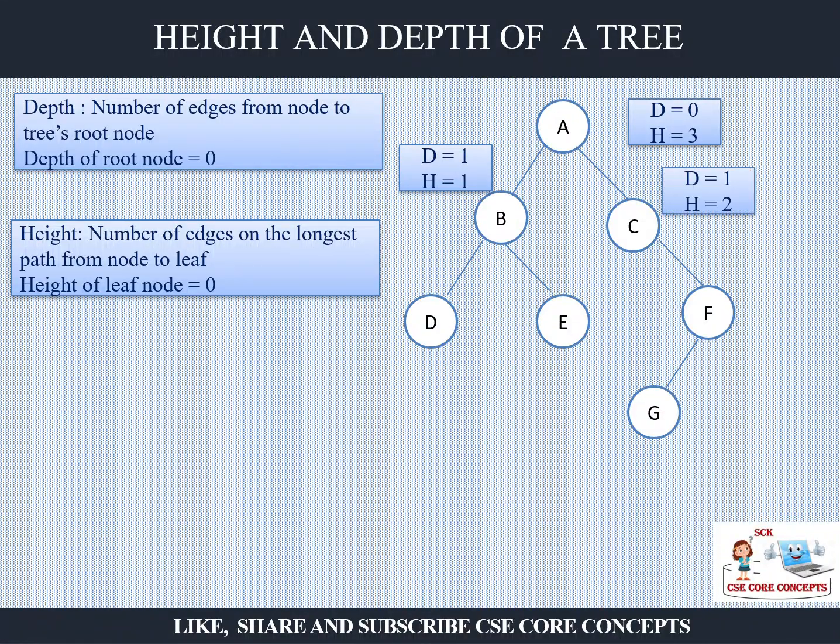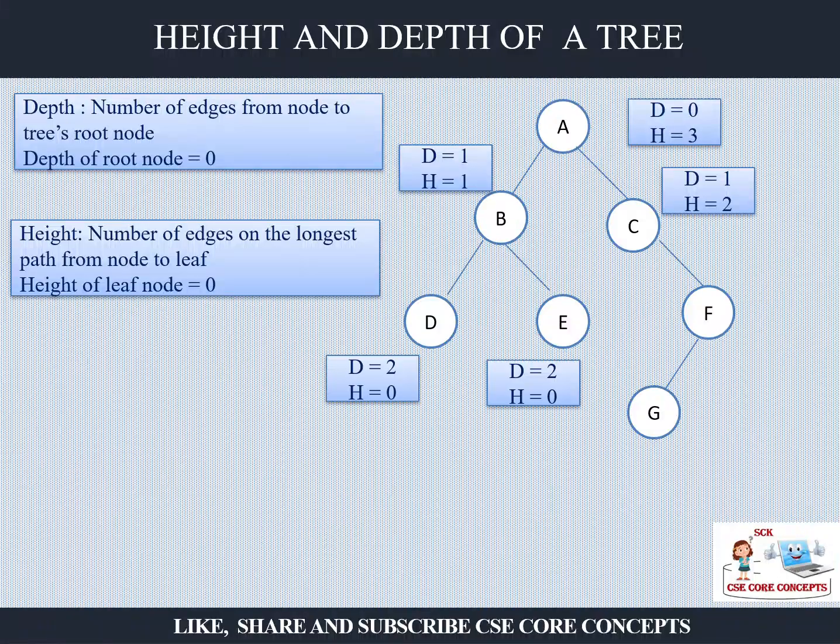For C, the depth is 1, fine, because it is at 1 unit distance from the root node. But what is the height here? 2, because its leaf node is G. So 2 nodes distance is its height.